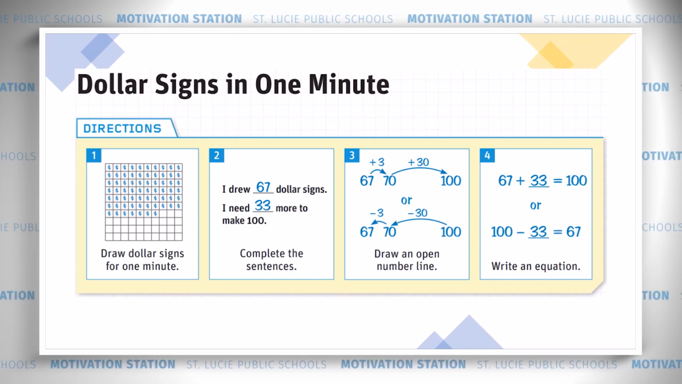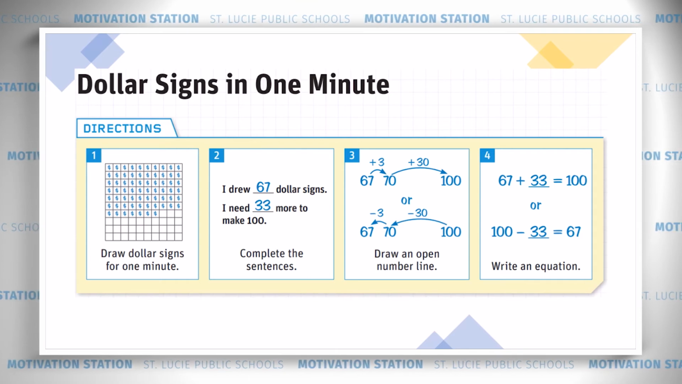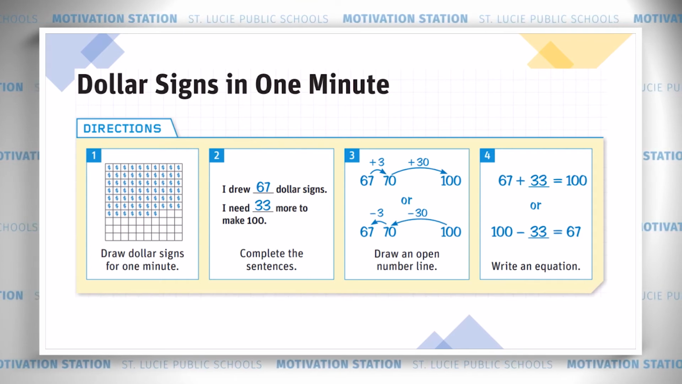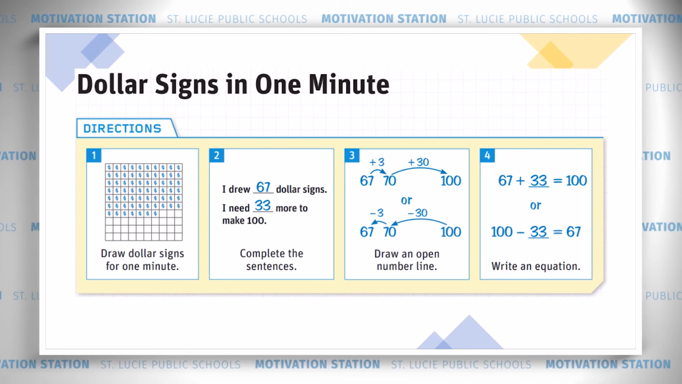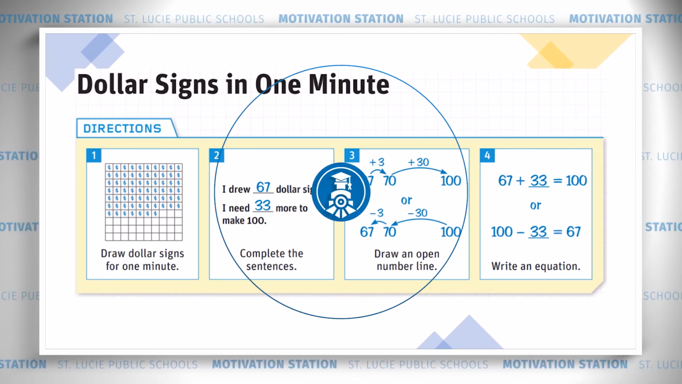Step 3 says draw an open number line, and step 4 says write an equation. Remember, your equation needs to match your open number line. So if you do addition, you need to have an addition equation. If you did subtraction, you'll need to have a subtraction equation.